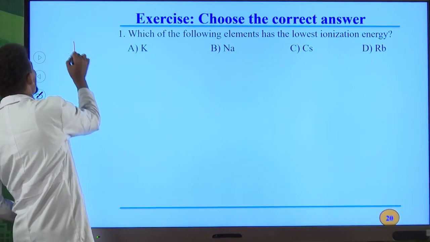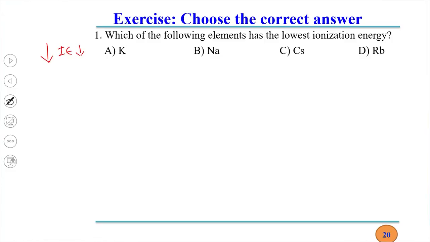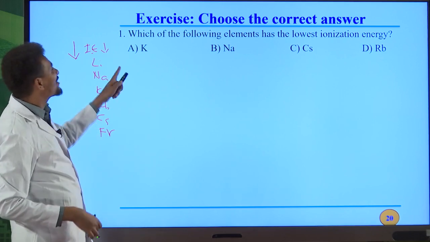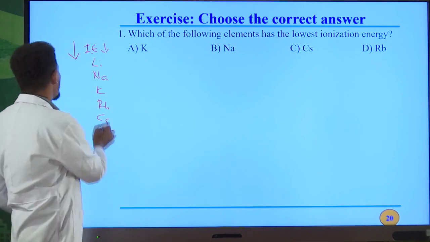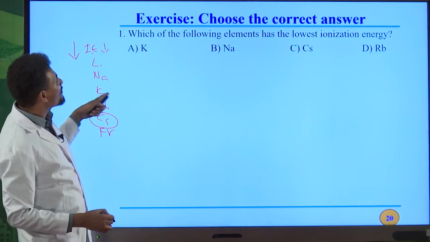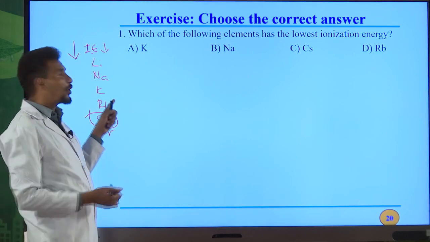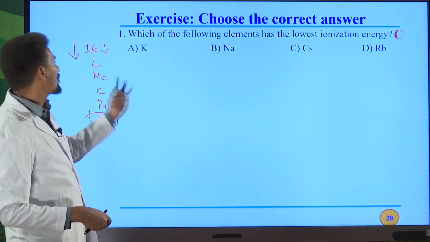I told you that down the group, ionization energy decreases. So these alkali metals: lithium, sodium, potassium, rubidium, cesium, francium. Down the group, ionization energy decreases. So this question says, which of the following elements has the lowest ionization energy? Cesium has the lowest ionization energy when compared with potassium, sodium, and rubidium, because down the group ionization energy decreases. So C is the correct answer for question number 1.